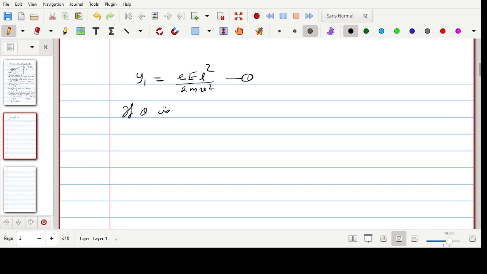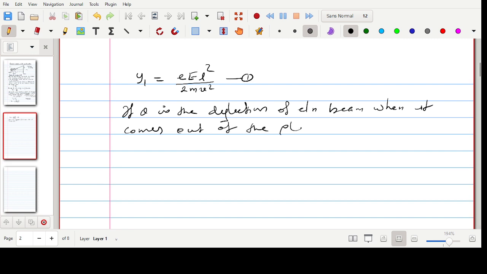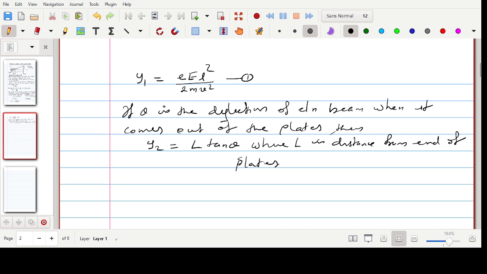So if theta is the deflection of electron beam when it comes out of the plates, then y2 equal to L tan theta, where L is the distance from end of plates to screen. So y2 equal to L tan theta.